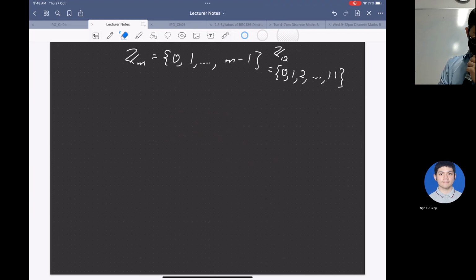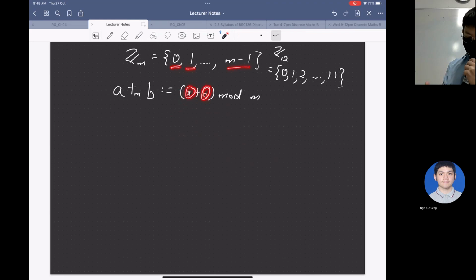So how do we add them here? This is a plus with a subscript m. It tells you that this is a plus b mod m. The plus here is the integer plus, because everything here is an integer, so you know how to add them. And after you add them, you take mod m, which is the remainder left after dividing by m. Also you can define multiplication. How do you define multiplication? You just take a multiplied by b and then mod m again.